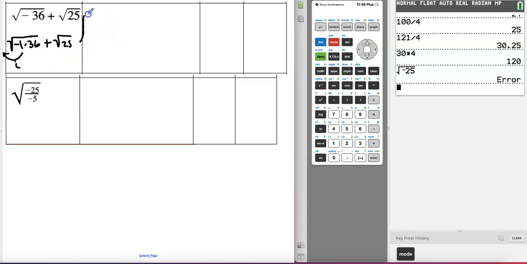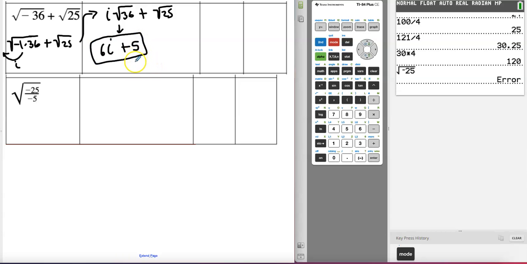So I'm going to bring this all over here. So I have i times the square root of 36 now, plus the square root of 25, okay? Now I can simplify the square root because the negative is gone. So the square root of 36 is just 6. So therefore, this comes to just 6i, okay? And then plus the square root of 25 should just be 5. So now this is what you have, okay?